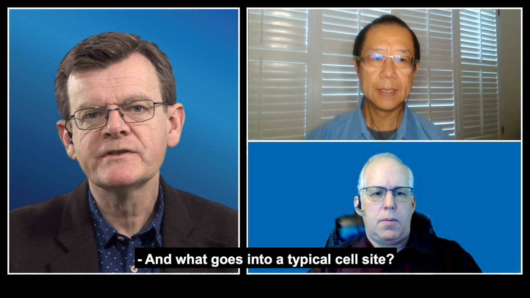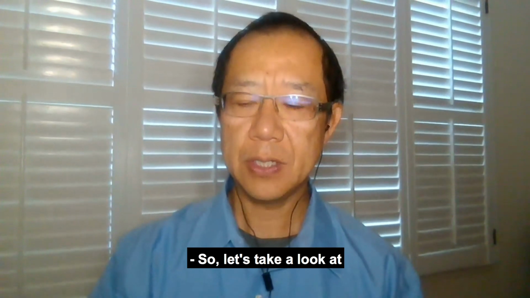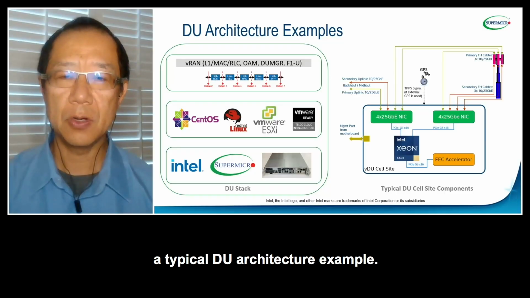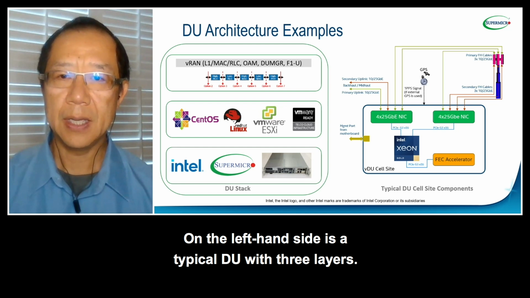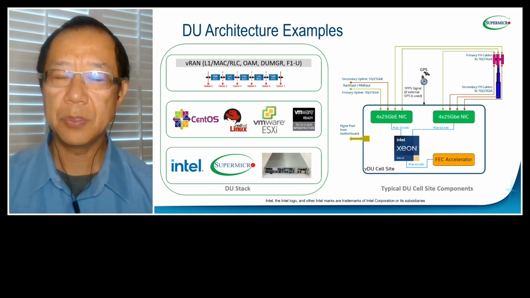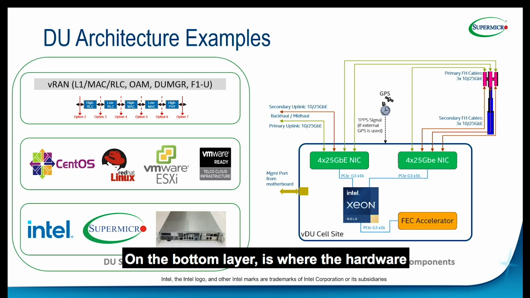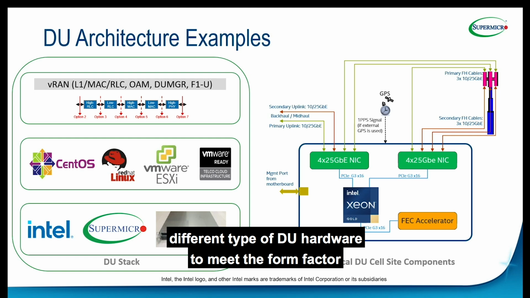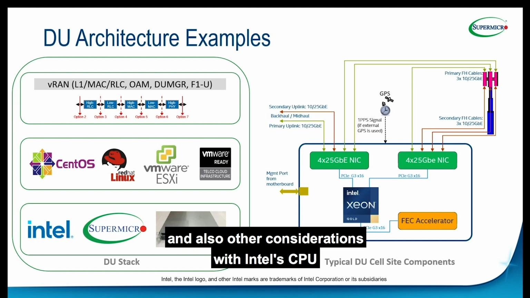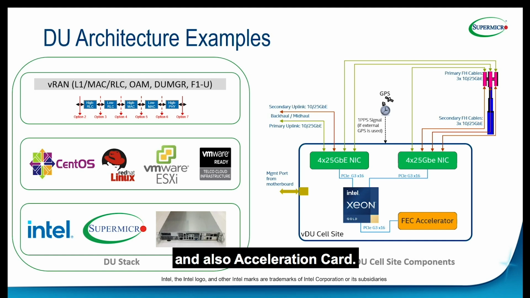And what goes into a typical cell site? So let's take a look at a typical DU architecture example. On the left-hand side is a typical DU with 3 layers. On the bottom layer is the hardware. Supermicro has been building different types of DU hardware to meet the form factor and also other considerations, with Intel's CPU and also acceleration card, also NIC card as well.